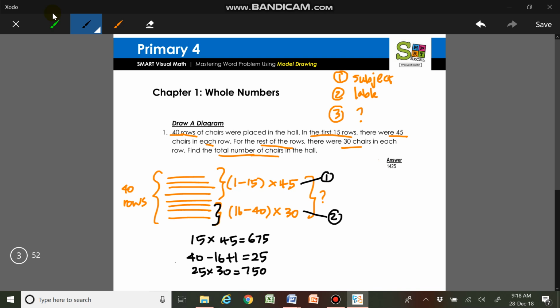So we are going to add the first equation and the second equation. So 675 plus 750 will give us 1425. Alright, so this is how we solve the first question.